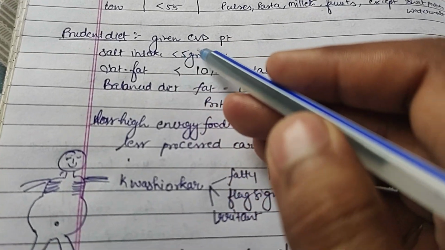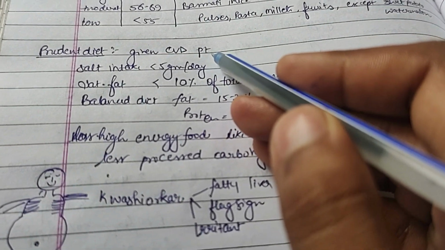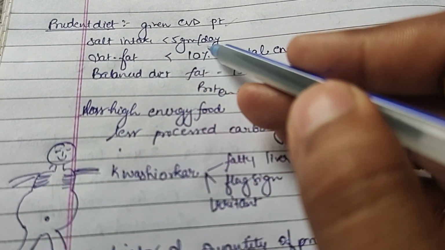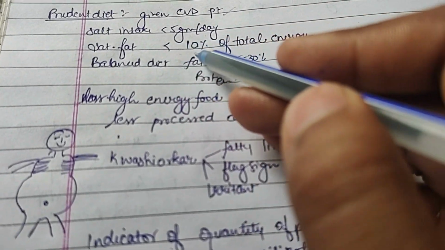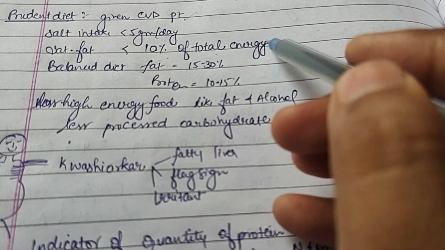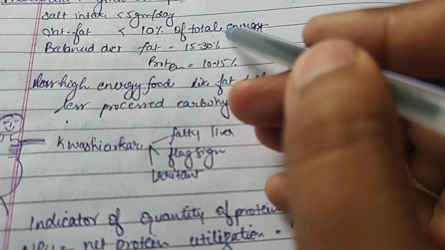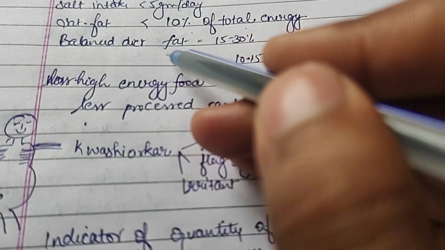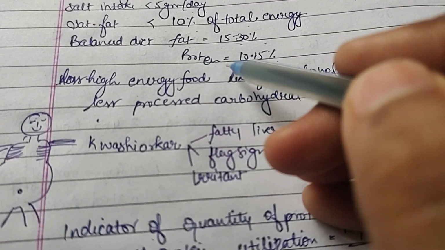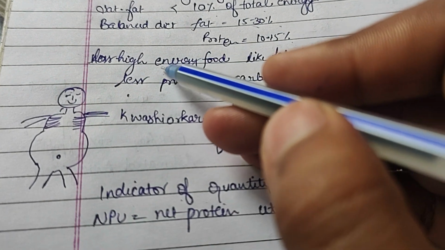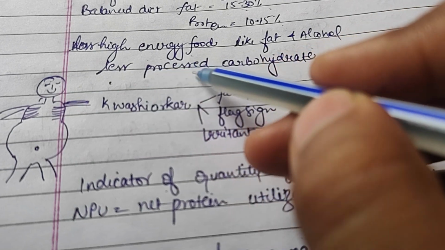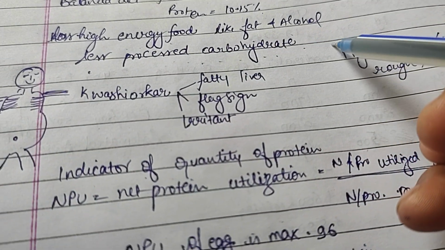Prudent diet is given for a cardiovascular disease patient or a patient having any comorbidities, in which we keep salt intake less than 5 gram per day, and saturated fat less than 10% of total energy, which means from all the energy we take, only 10% of our total energy comes from saturated fatty acids. A balanced diet pattern is also followed. Fat is 15 to 20%, protein is 10 to 15%, and the remaining is carbohydrate. Less high energy food like fat and alcohol. Less processed carbohydrates like chips, potatoes, and biscuits.